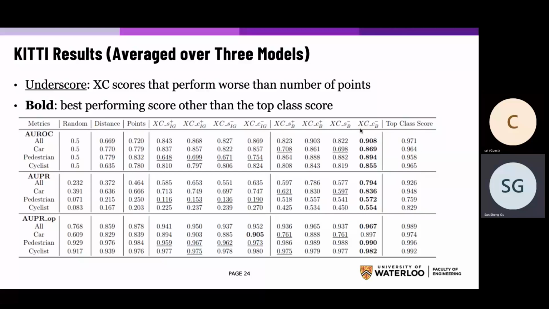However, the second best performing score is always one of the XC scores, as highlighted by bold here. And there's another interesting observation. The XC score obtained by backprop almost always outperforms the XC score generated by IG. And another interesting observation is that the best performing XC scores almost always outperform the number of points and distance to the sensor. So this shows just the value of our XC scores.